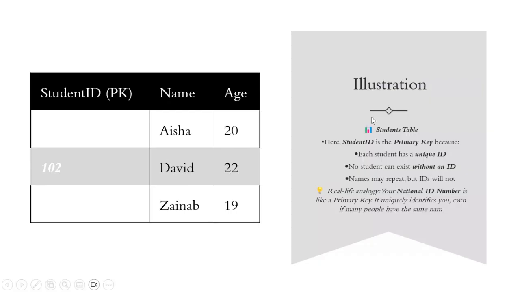Hope you're getting me. So you can see, yes, student ID is the primary key. Each student has a unique ID. No student can exist without an ID. Names may repeat, but IDs will not. You can have another Aisha bearing the same name, another entity aside from this Aisha, but that particular Aisha cannot share the same student ID with this Aisha. So your national ID number is like a primary key. I hope you're getting it.